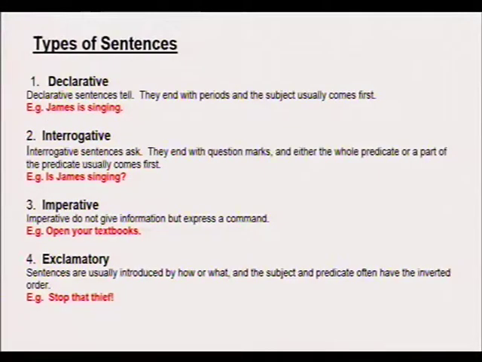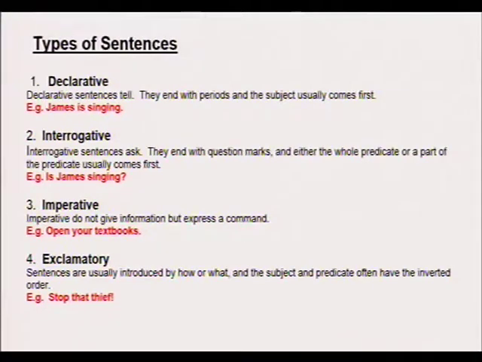Then, again, types of sentences. You need to be clear on the fact that there's 4 different types of sentences. You have the declarative, the interrogative, the imperative, and the exclamatory sentence. And then also to know the definition for each one and giving examples. For the declarative sentence, it's something that tells you, it declares something. Declarative, declare. They end with periods and the subject usually comes first. James is singing. You declare the fact that he's doing something.